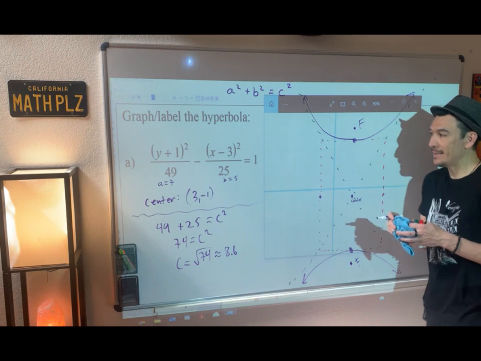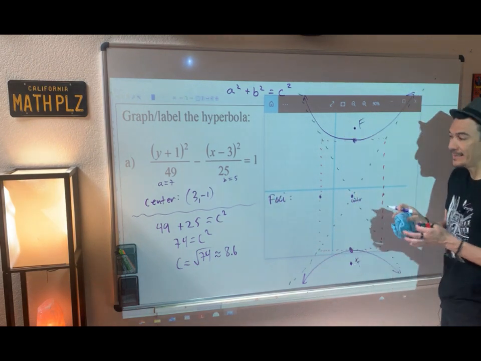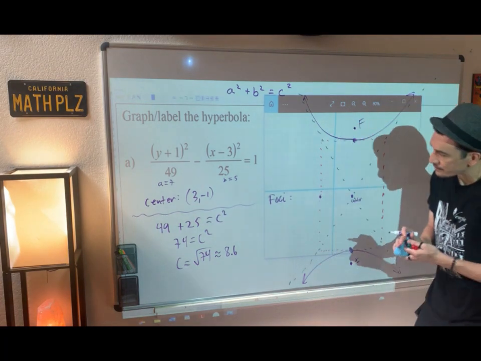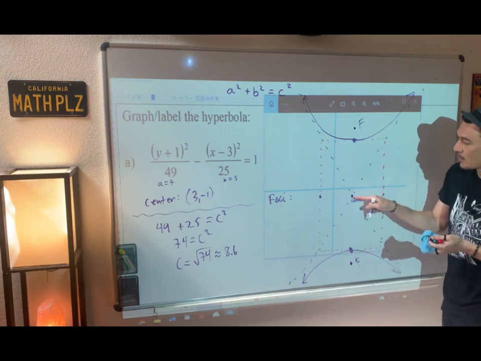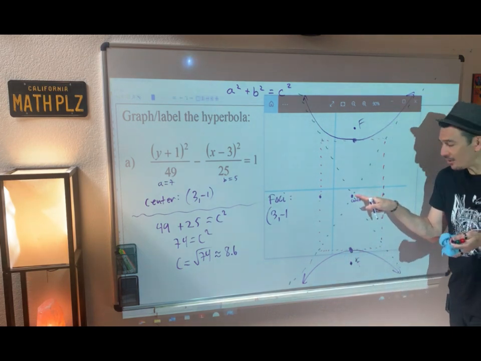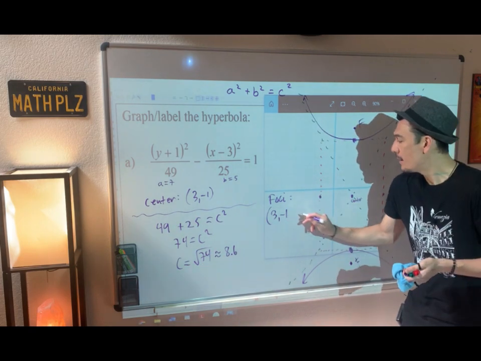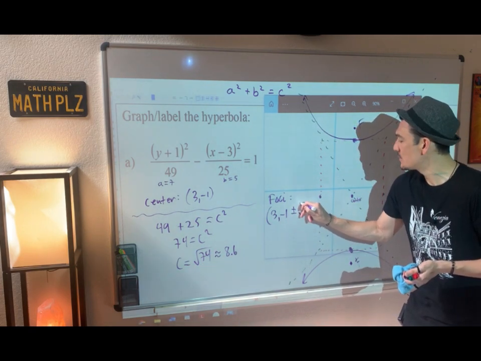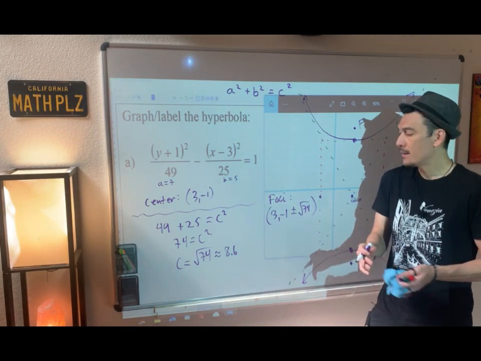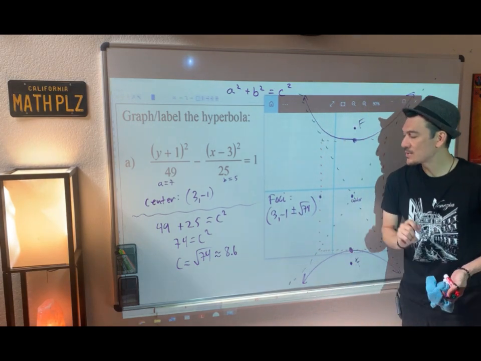And the actual coordinates of the foci would be located at wherever the center is. But from the y-coordinate of the center, we have to go up and down the square root of 74. So for that reason, I'm going to go plus or minus the square root of 74. So this is a very common way to answer your foci. Instead of two separate ordered pairs, combine them into one by just going plus or minus.